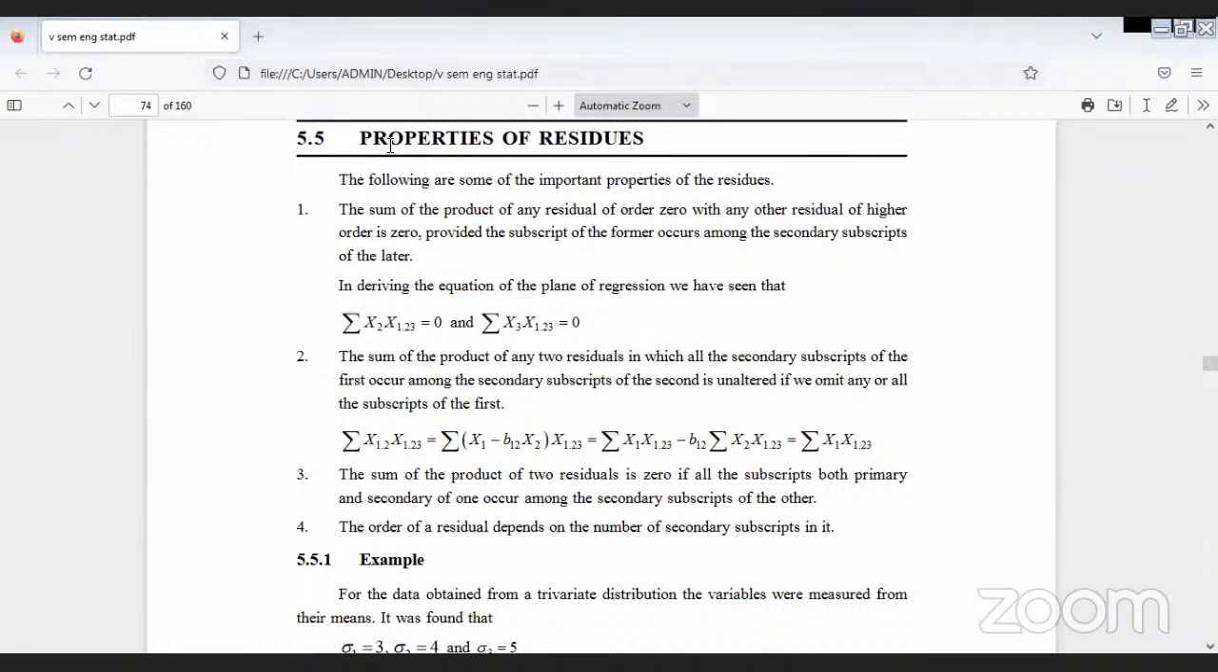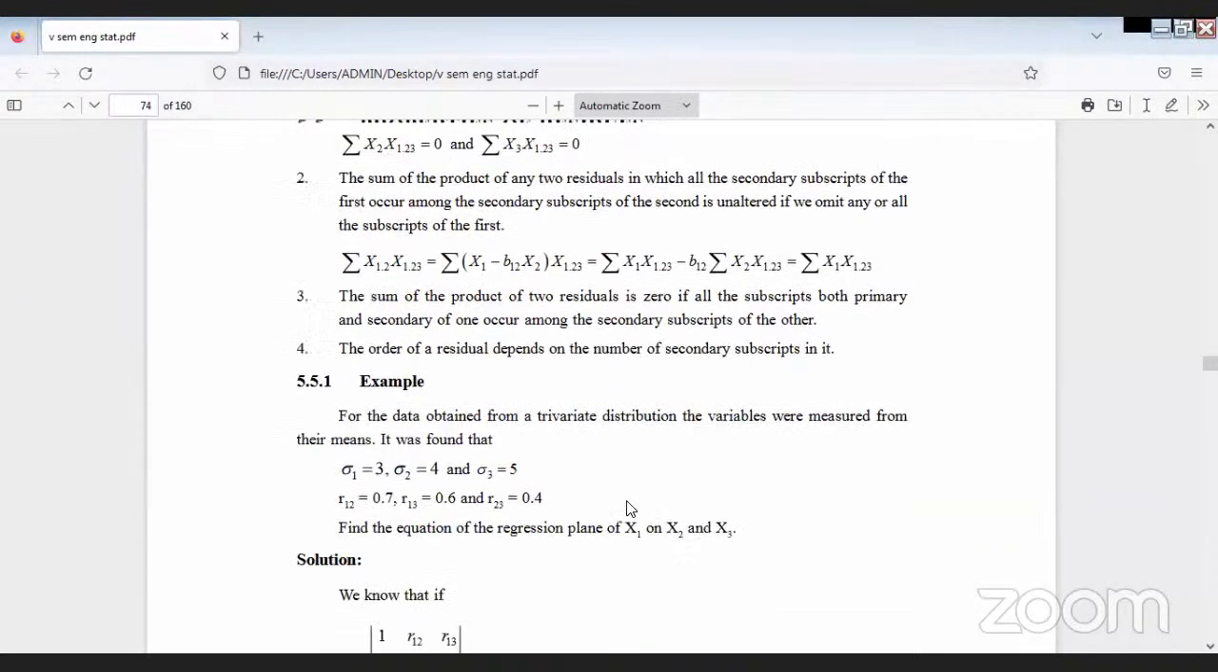So the sum of the product of the two residuals is zero for all the subscripts, both primary and secondary, occurring among the secondary subscripts of the other. The order of the residuals depends on the number of secondary subscripts, because the primary subscripts are written here. So the residual depends on the number of secondary subscripts.